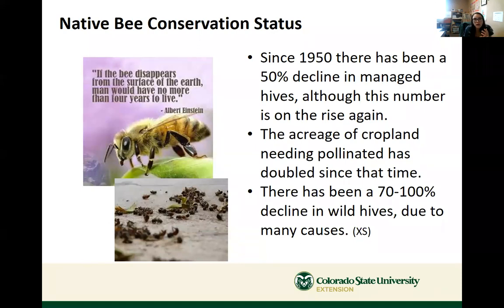As far as wild hives go, not managed hives, but just the wild hives, there has been a 70 to 100% decline. Some species, in particular bumblebees, are now extinct. So this is definitely something that we need to address before the situation gets out of our control.